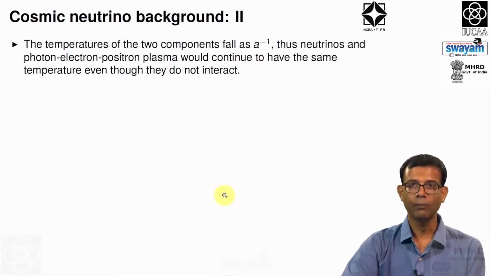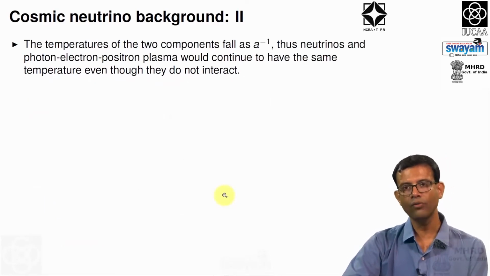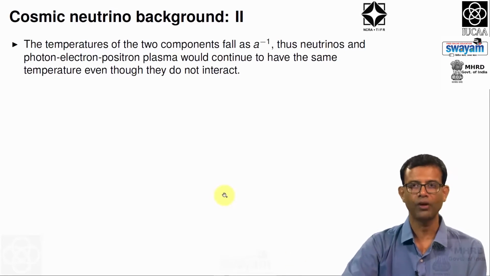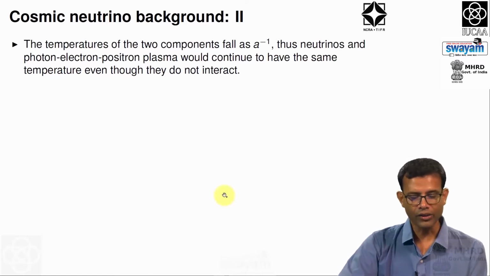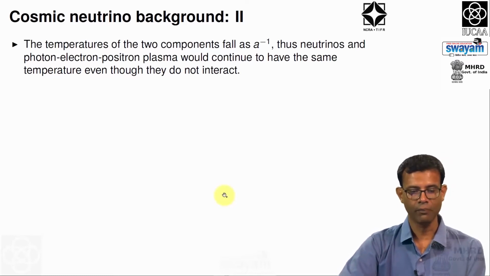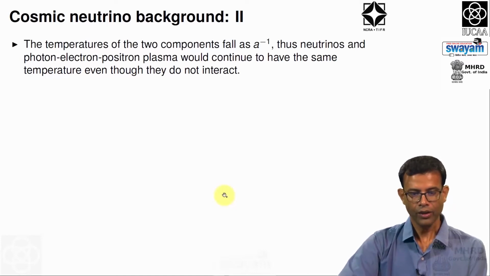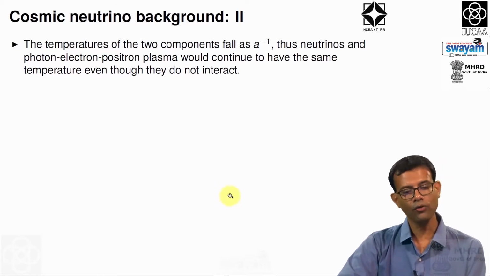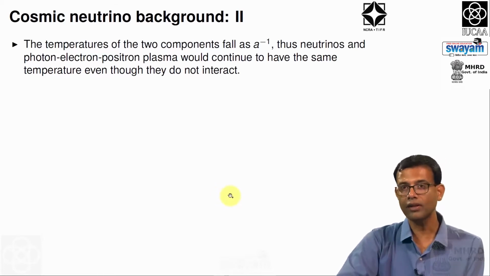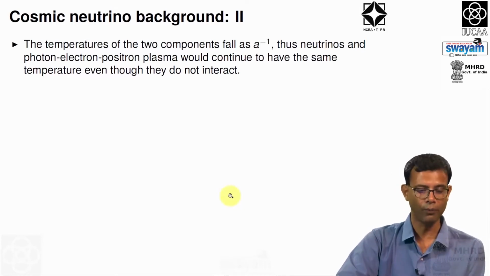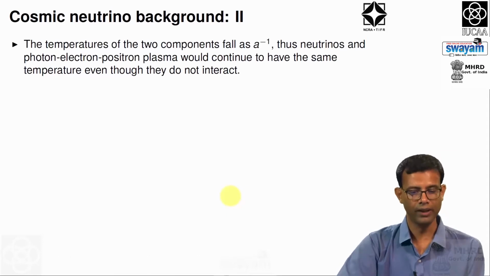Now, since both systems, the neutrinos and this other soup of electrons, positrons and photons, are relativistic, the temperatures of these components fall as 1 by A. So the temperatures of the neutrinos and this photon, electron, positron plasma will continue to have the same temperature. Even though they are not interacting, they will have the same temperature, because the evolution of their temperatures is the same.